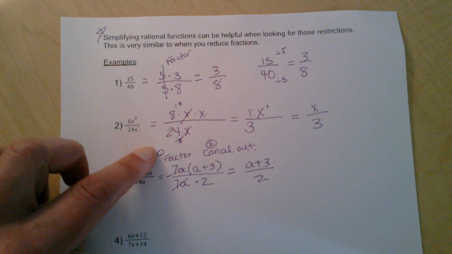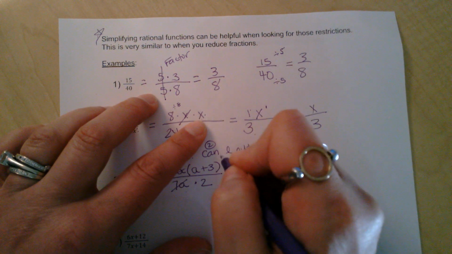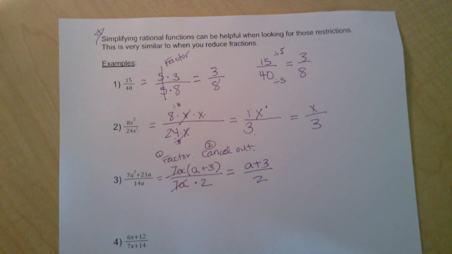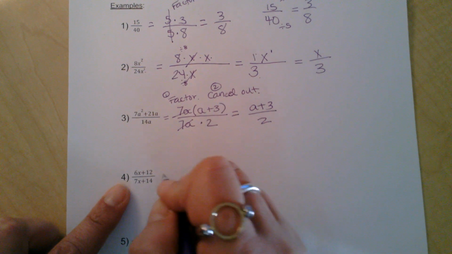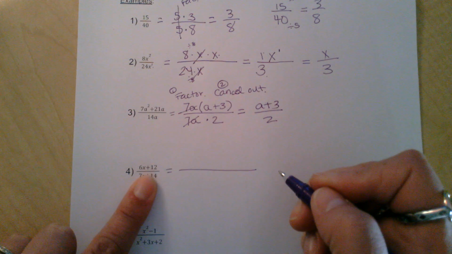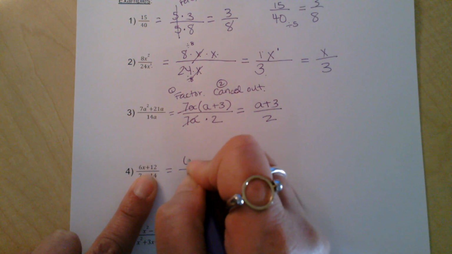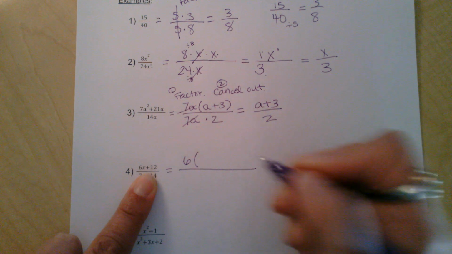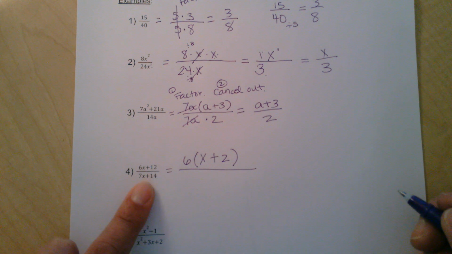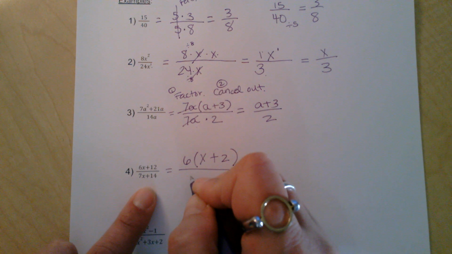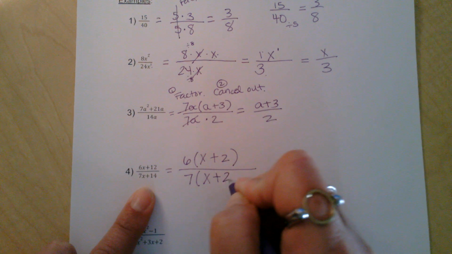And so we're going to factor, cancel. That looks like a cancel, C-E-L, cancel out. Okay, let's try this one. Factor. What common factor do we have from 6x plus 12? So we're going to factor out a greatest common factor of 6. I have x plus 2 left over. I'm going to factor out a greatest common factor from 7x plus 14, 7. I have x plus 2 left over.